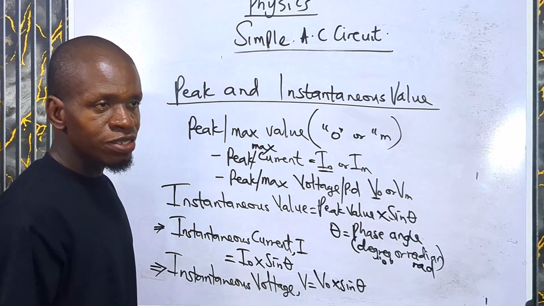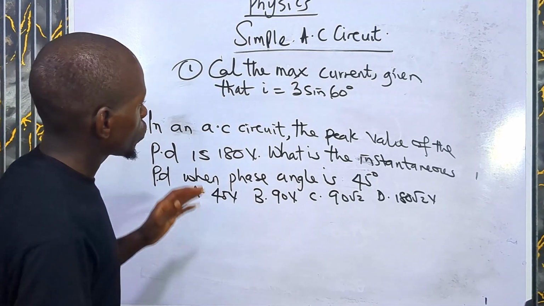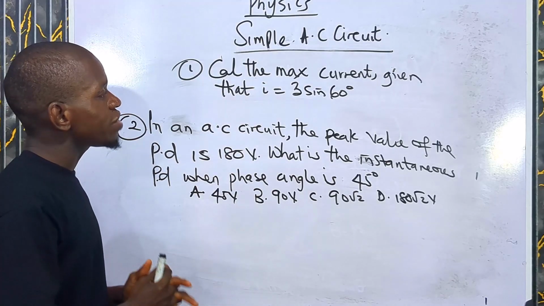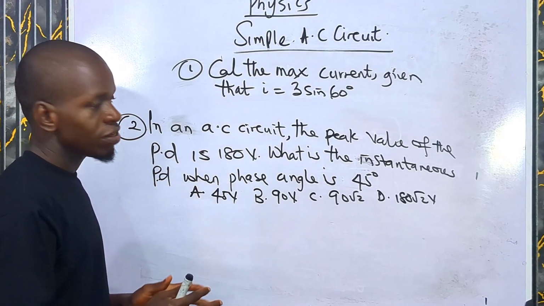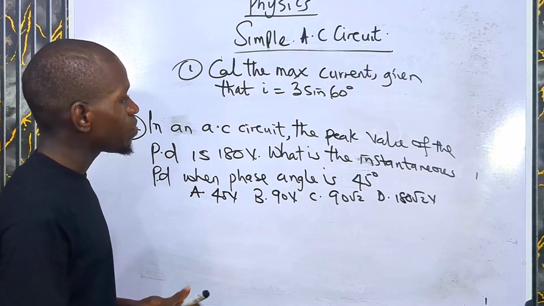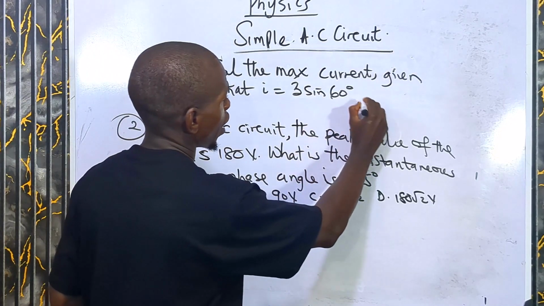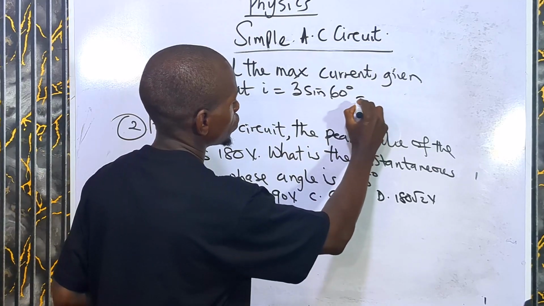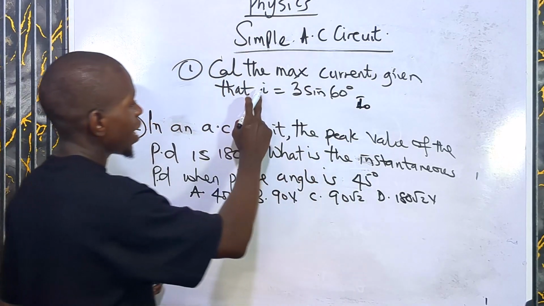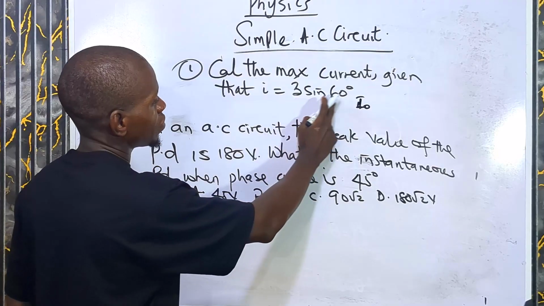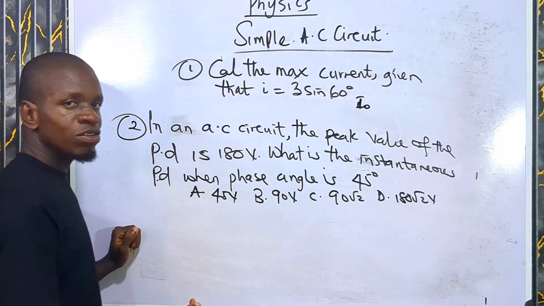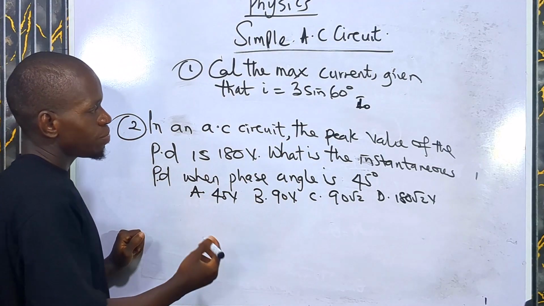Now let's consider a particular question. The first question says calculate the maximum current. Remember the symbol for maximum current, which is I naught, given that I is equal to 3 sine 60 degrees. So what is going to be my maximum current now? Remember the formula.